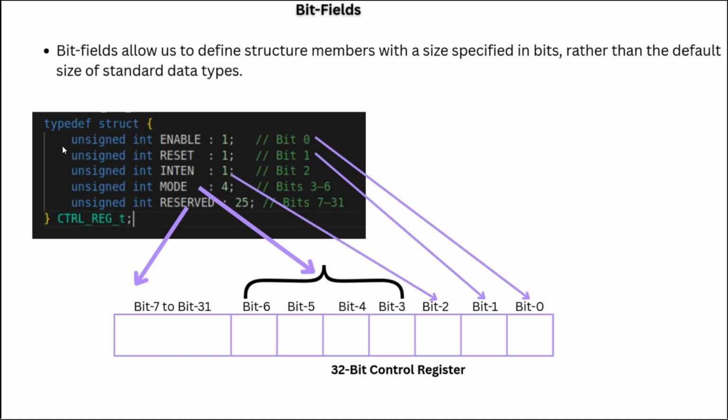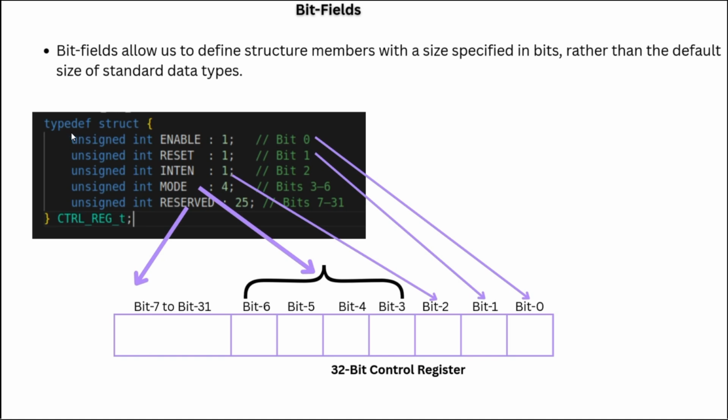But if you use bit fields inside the structure, instead of the size in bytes or the actual size of the data type, you can tell how many bits you are really going to use. So only that much memory will be allocated, so that it can be used in embedded systems.